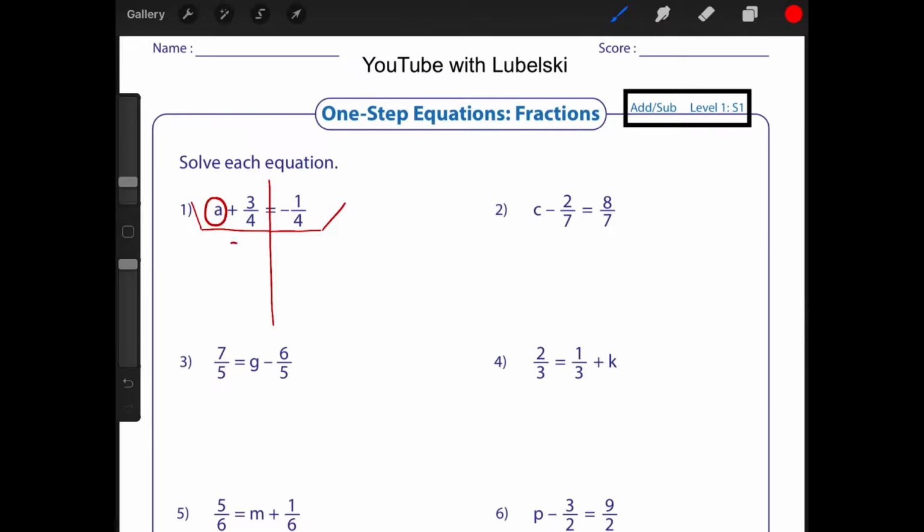So I'm going to actually subtract 3/4 from that side, and I'm going to do the same thing to the other as well. So I'm going to subtract 3/4 from the other side. Now I didn't touch my a, so my a can drop down to my next level. And if I do negative 1/4, take away 3/4, that gives me negative 4/4, which is equal to negative 1.